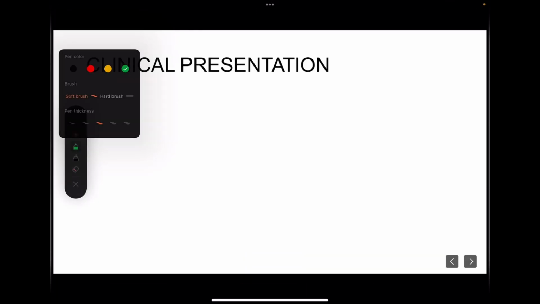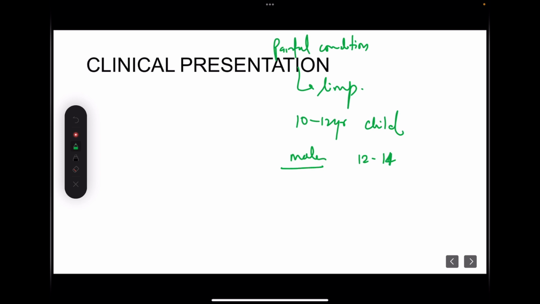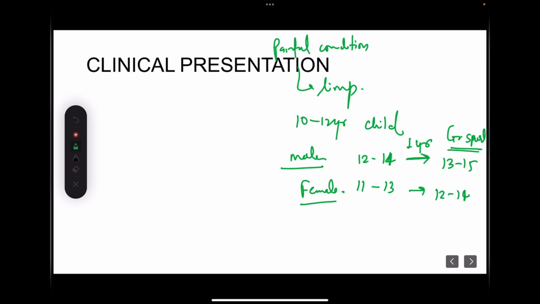Now, clinical presentation, I have already told you this is a painful condition where the child presents with a painful limb. And what is the age of the child? This is generally a 10 to 12-year-old child. In males, nearly 12 to 14 is the age when they attain puberty, and in females, 11 to 13 is the age when they attain puberty. So, nearly 1 year after, that is 13 to 15, and that is 12 to 14. This is the age when they do have a growth spurt. This is the most common age when these children are likely to have SCFE, at around the age of growth spurt.